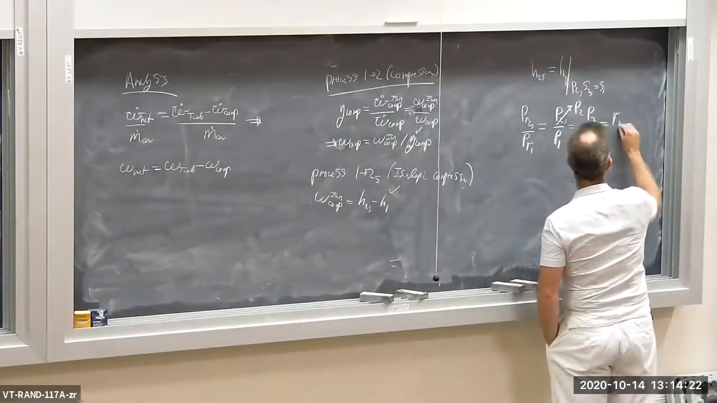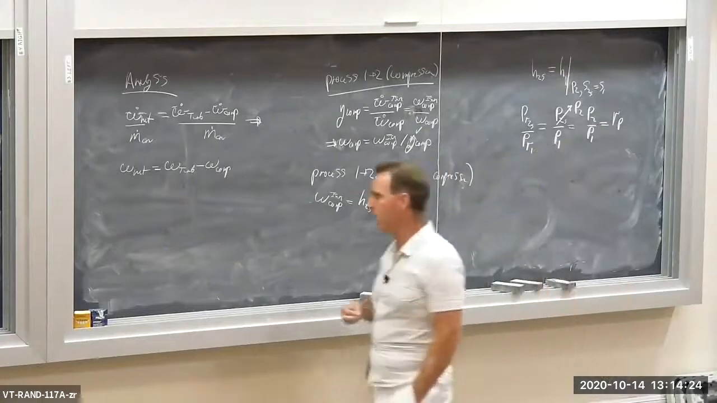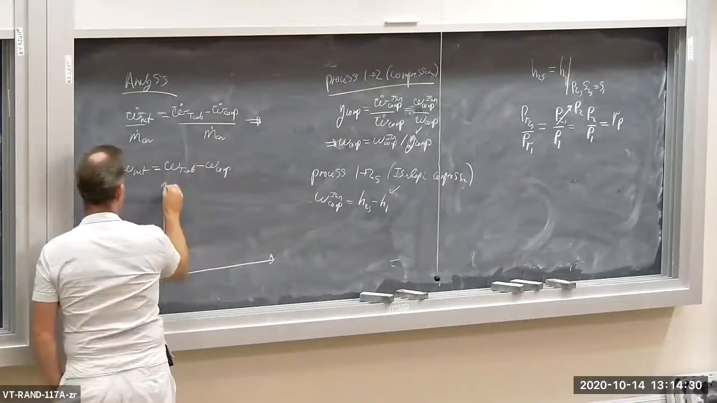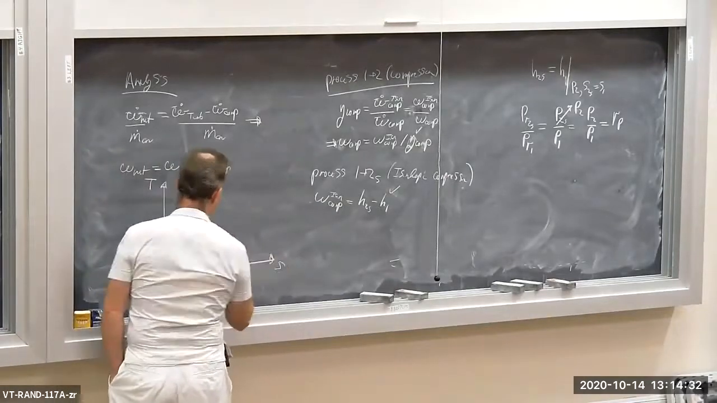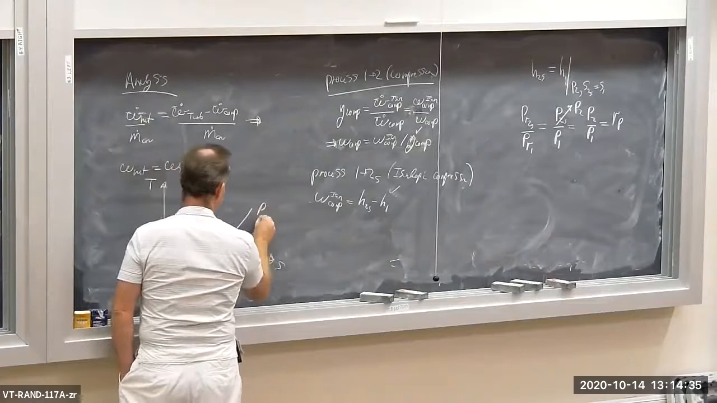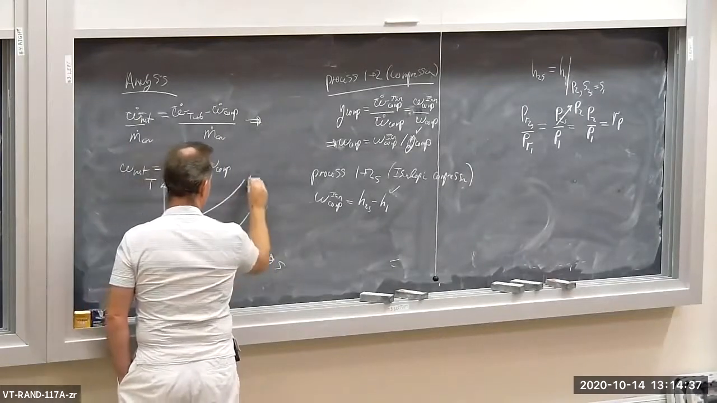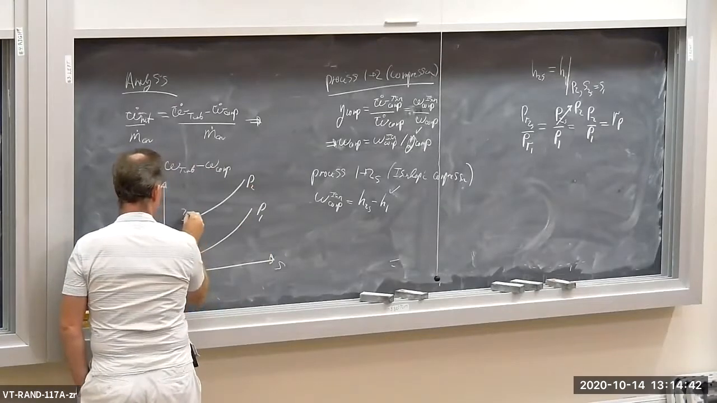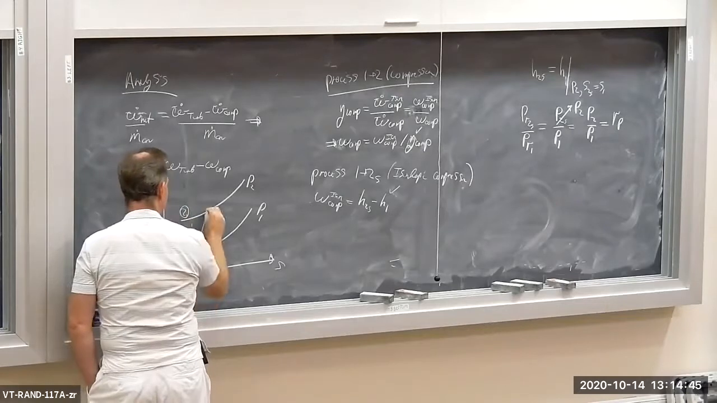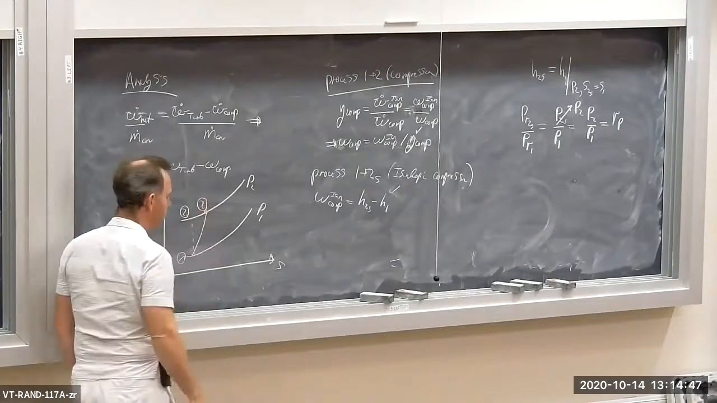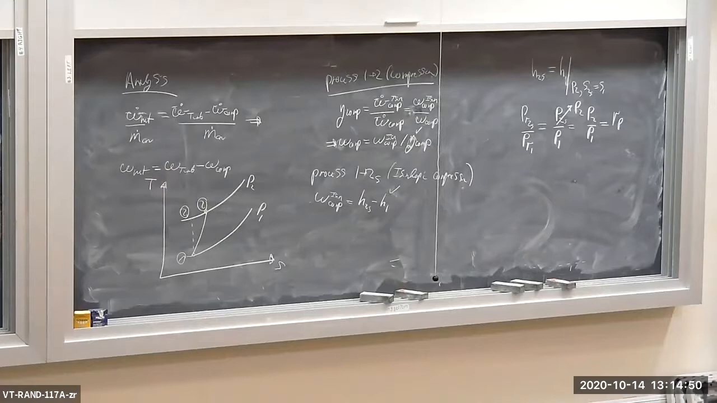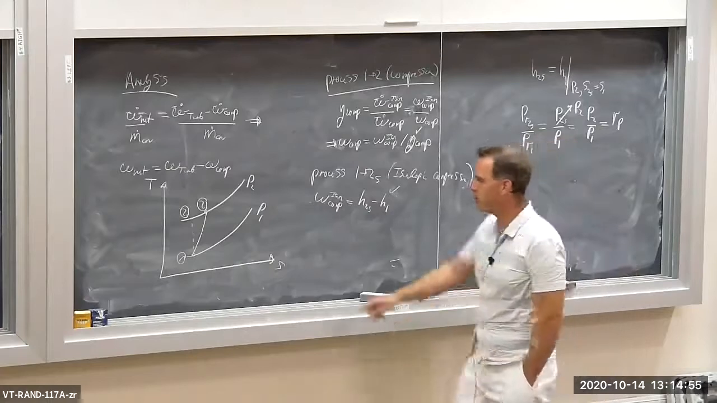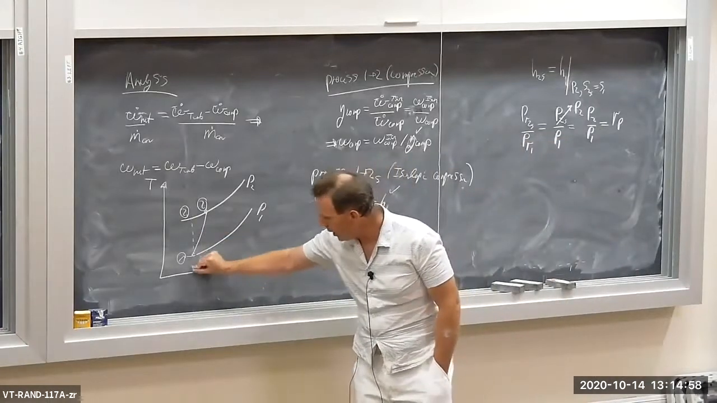So this is R sub P. Let me put up the TS diagram while we're doing this, just to make sure that we're all on the same board. So this is P1. This is P2. This is state 1. This is 2 sub s. And this is the actual compression process, 1 to 2. Okay? So that's what's going on right here. So we're looking at 1 to 2 sub s, which is isentropic.